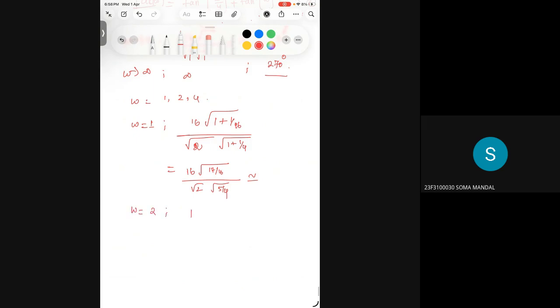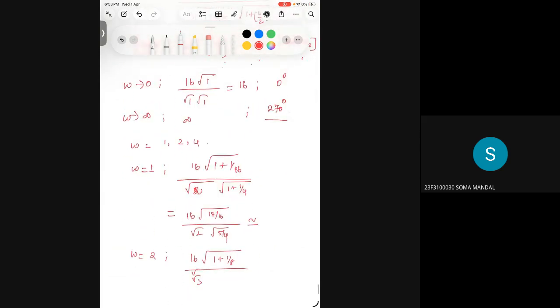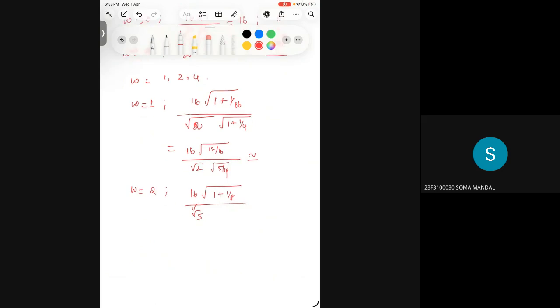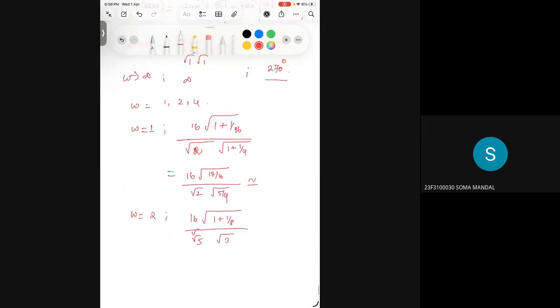So when omega equals 2, this will become root of 1 plus 2 square by 16, it is 1 by 8, divided by 1, 2 square, it is root 5. This will become root 2. Fine. If I calculate this, it's around 2.5. This is around 3.8 something.